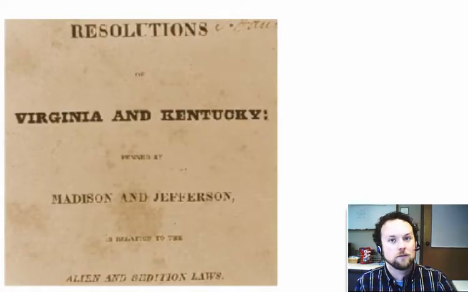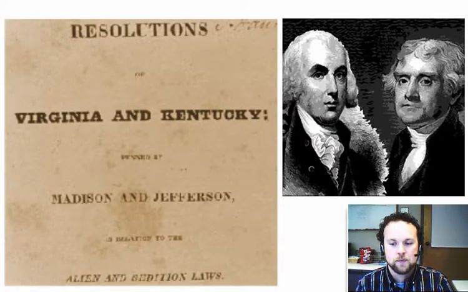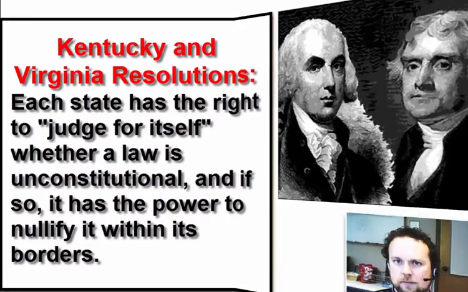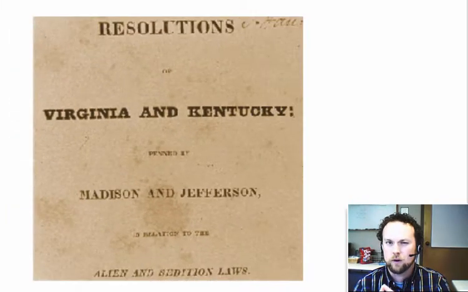And with the help of Jefferson and Madison, the states of Kentucky and Virginia passed the Kentucky and Virginia Resolutions of 1798 and 1799. And these resolutions declared that each state had the right to judge for itself whether a law was unconstitutional. And if the state finds that law unconstitutional, it has the power to nullify that law within its borders. Now, why do you think this is important?